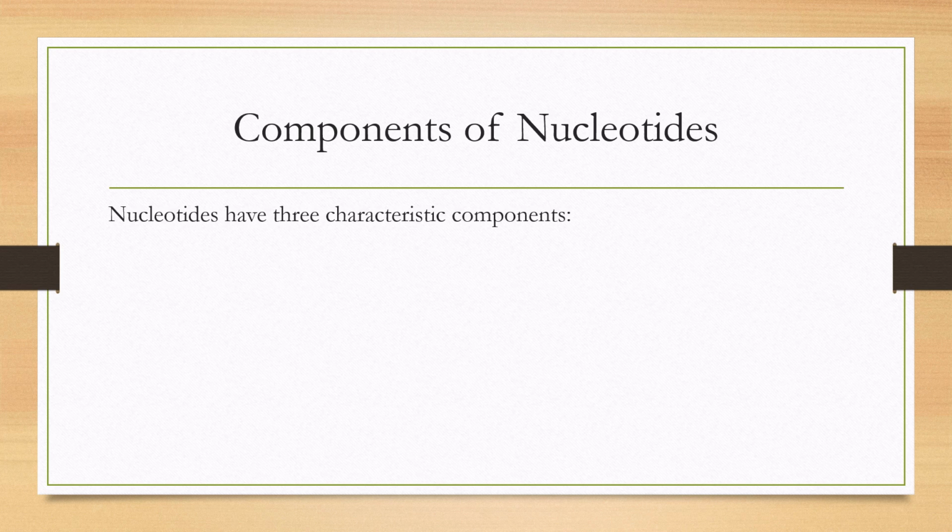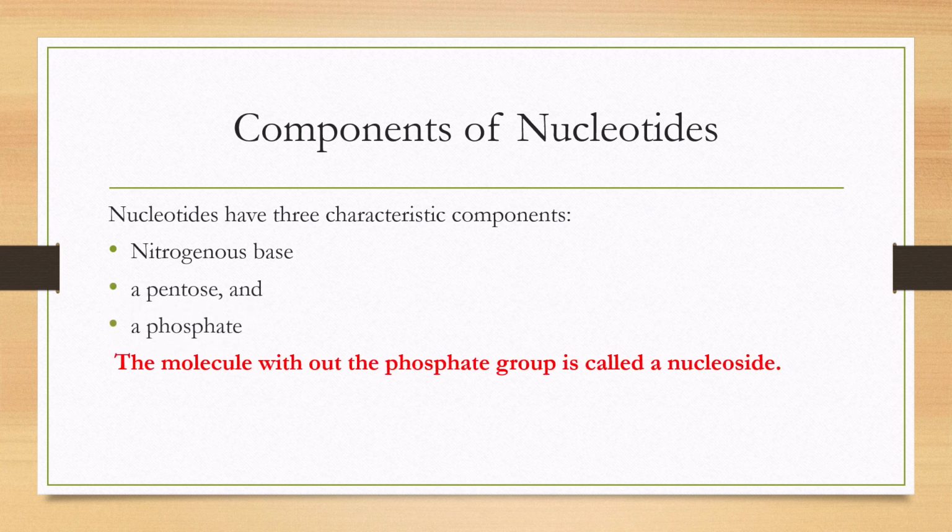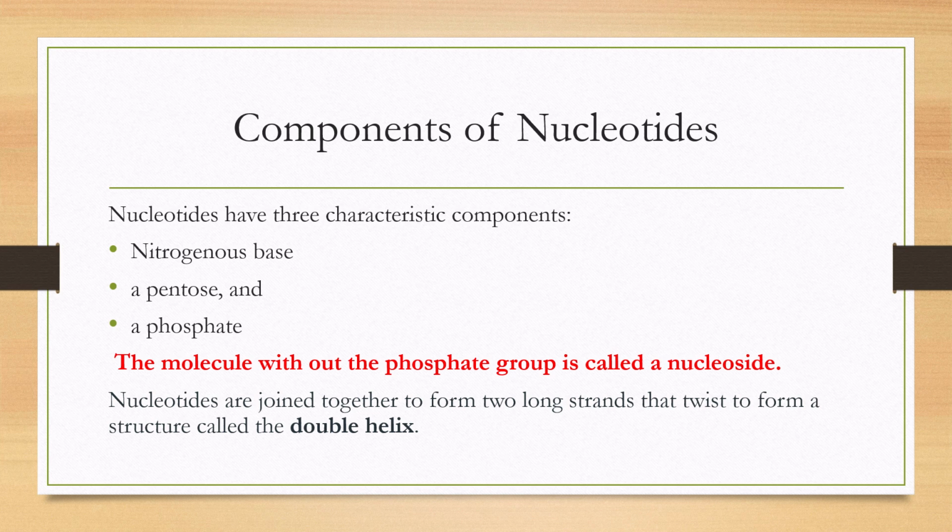Having said that DNA is made up of nucleotides, let's have a look into the components of the nucleotides. The nucleotides have three major characteristic components: a nitrogenous base, a pentose sugar, and a phosphate. The molecule without the phosphate group is called a nucleoside. That is, a base and a sugar is a nucleoside. A base, sugar, and a phosphate is a nucleotide. So these nucleotides are joined together to form two long strands that twist to form a structure called a double helix.